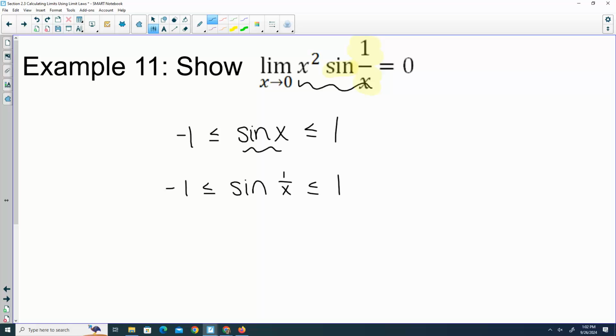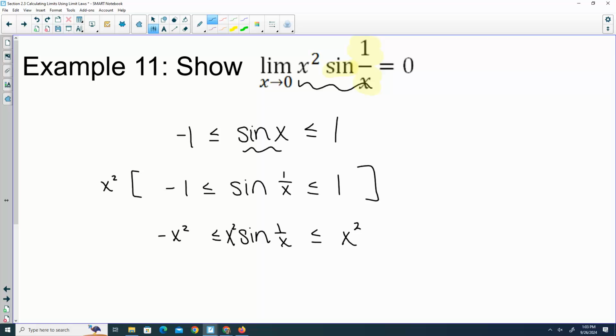Okay, so I've taken care of the sine of 1 over x. What else do I need in there? I need x squared. If we just multiply by a positive number, does my inequality change? Did my sign flip? Is x squared guaranteed to be a positive number? Yes. So I could just say I'm going to take all of it times x squared. So that means negative x squared is less than or equal to x squared sine of 1 over x is less than or equal to positive x squared.